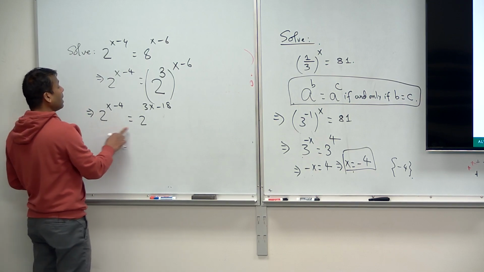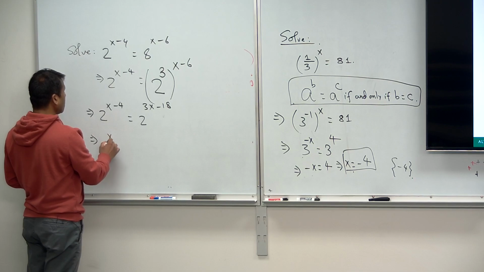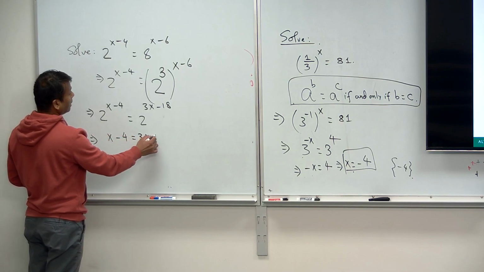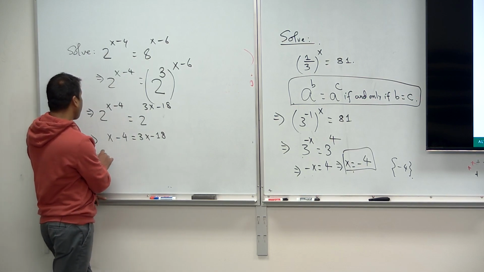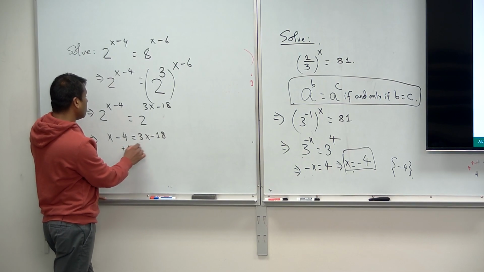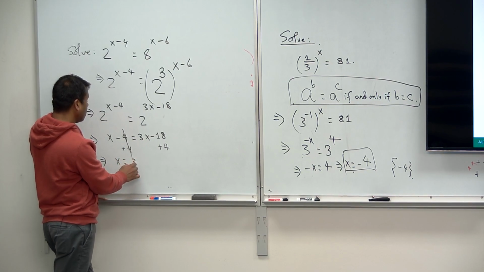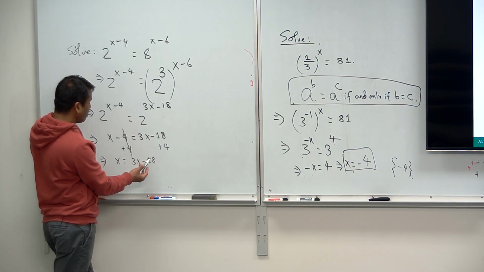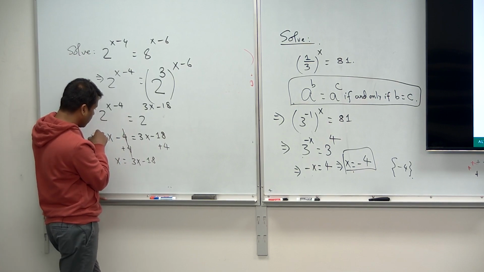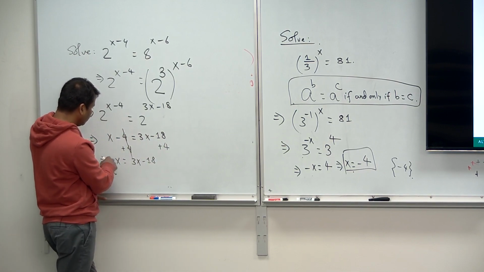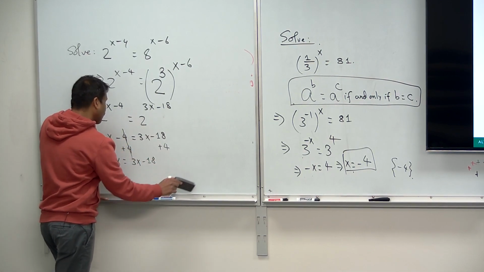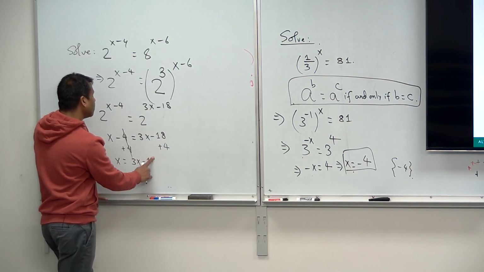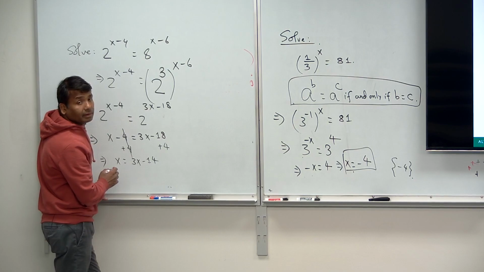And then you have the same base, so you just equate the exponents. X minus 4 equals what? 3x minus 18, right? And then you add 4 on both sides. Let's cancel that. And so x equals what? 3x minus 18. Hold on a second, okay. It's the same thing. So what is negative 18 plus 4? It's negative 14, right?